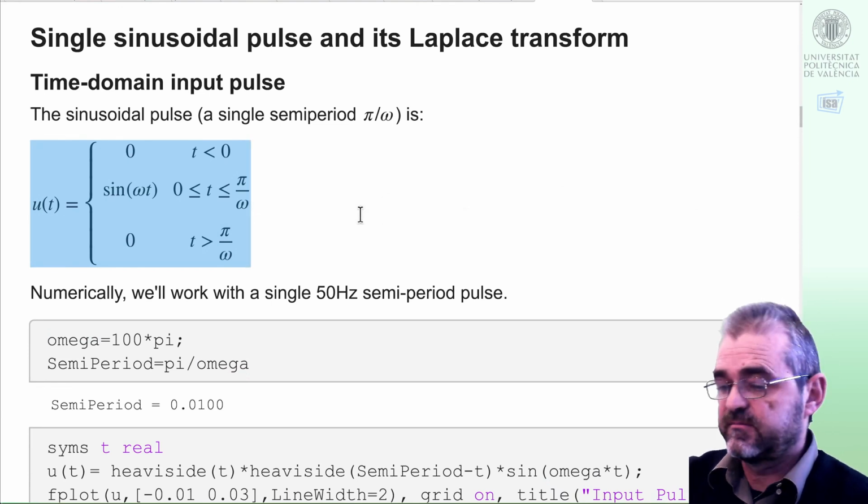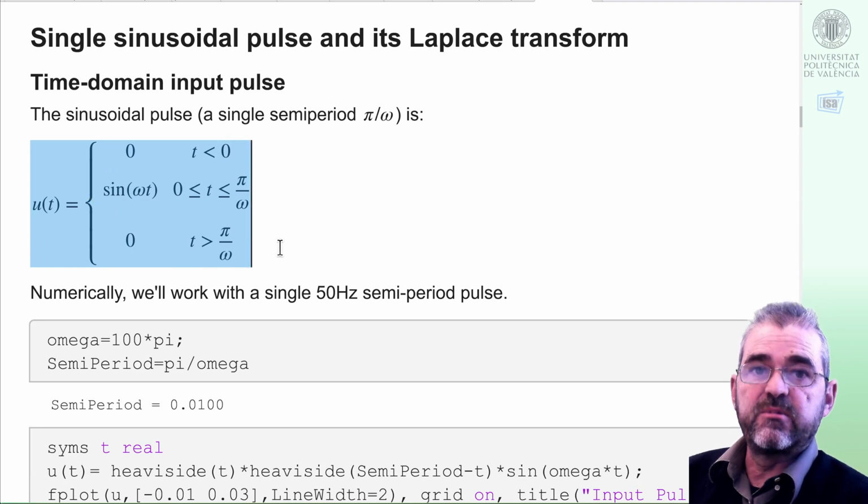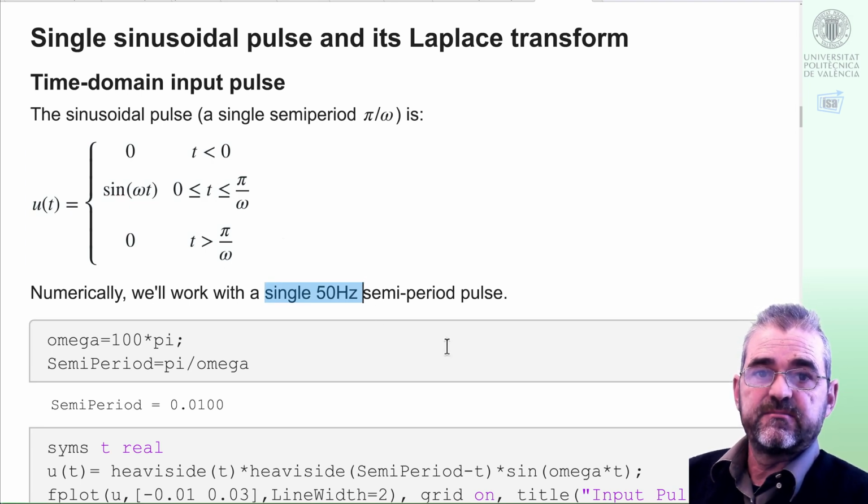Then we have the sinusoid during a given time, just a half period, associated to frequency omega in radians per second. And then after that half period, the function of time we are dealing with is again identically 0. In order to have numbers to plot things, we will assume that we are dealing with 50 Hz signals, so a half period of that frequency corresponds to 10 milliseconds.